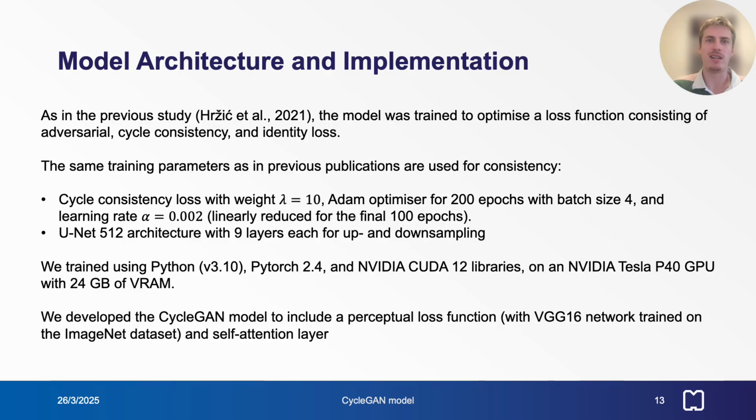Some of the less interesting and more technical details about the training process are noted below, including the model being trained to optimize a loss function consisting of adversarial, cycle consistency, and identity loss. The same training parameters as in the first publication were used for consistency with a UNet 512 architecture. But we also developed the CycleGAN model to include a perceptual loss function with the VGG16 network trained on the ImageNet dataset and a self-attention layer.